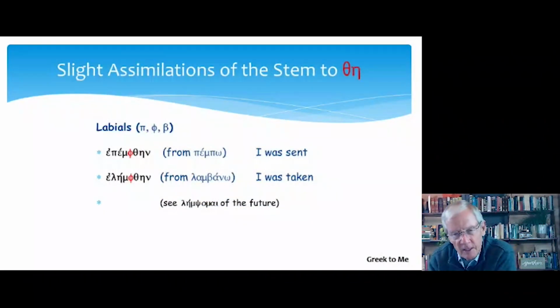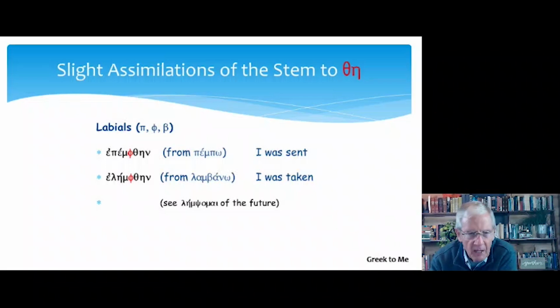All right, now we need to talk a little bit about some slight assimilations of the stem to the theta eta. And most of these are just a matter of ways that people would say words by not having stops and starts in the middle of the word. So, epemphthane, that's from pempo. Now notice the pi picks up the H sound and gives us the phi. And so the phi merges together with the theta, which is a double consonant, and you run it together. Epemphthane, I was sent. That's first aorist passive indicative, first singular.